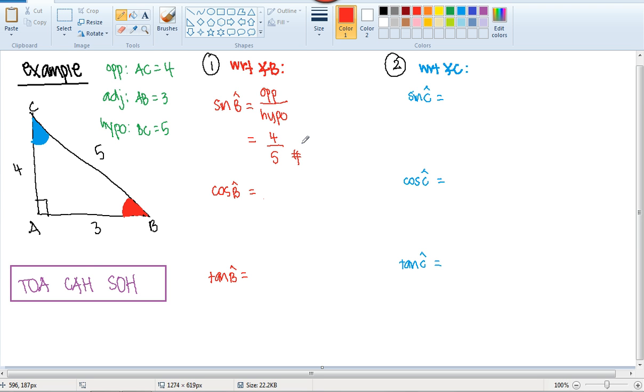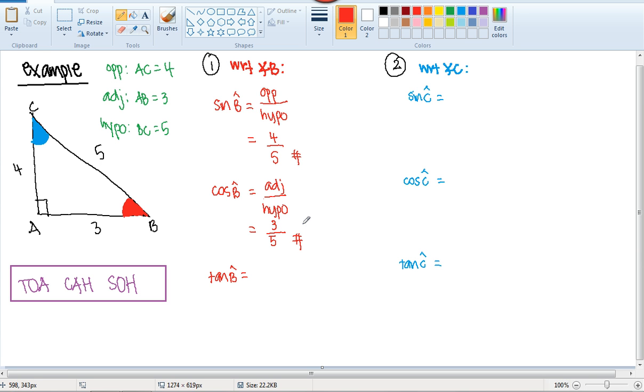So next I'll move on to cosine angle B. Cosine, I'm going to make use of CAH. CAH says C, A stands for adjacent, H stands for hypotenuse. So my adjacent is side AB, which is 3 units. Hypotenuse is side BC, which is of 5 units.